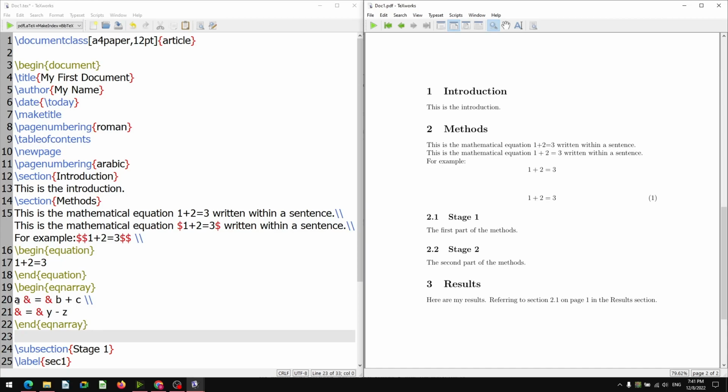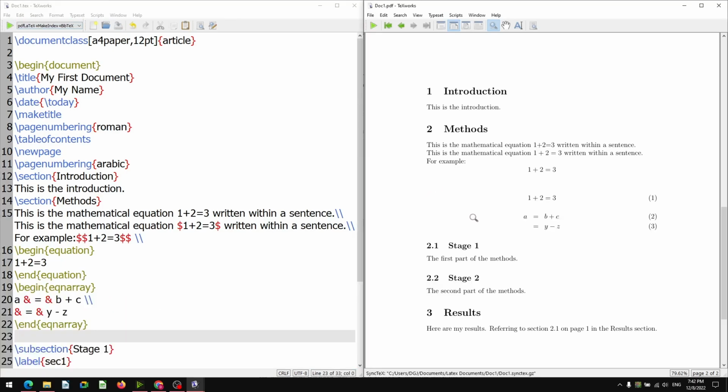So ampersand is separating the elements: a ampersand equal ampersand b plus c. So the left hand side is separated from the equal sign, and again the equal sign is separated from the right hand side. So two ampersands are there. Empty space, no symbol and no character, means that nothing will be printed. Okay, so let us save it and check.